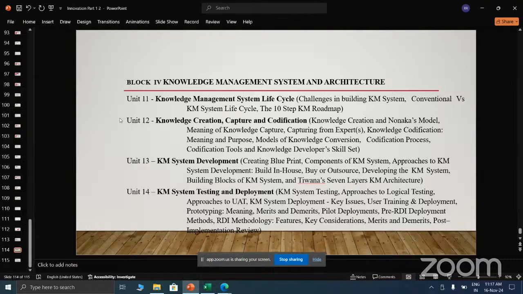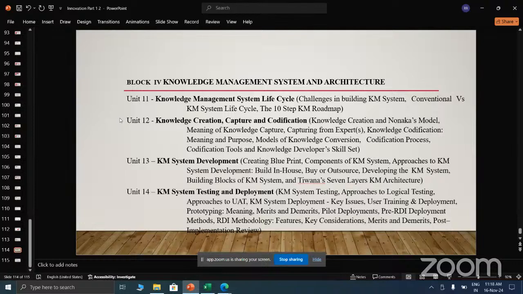Unit 13 consists of knowledge management system development, that is creating a blueprint of the total knowledge management. Okay, we have already discussed the components, but we'll discuss them in detail. The components of a knowledge management system, approaches for knowledge management system development, building in-house versus outsourcing, developing the system, building blocks of a knowledge management system, and we'll also discuss the 7 layers of knowledge management architecture.